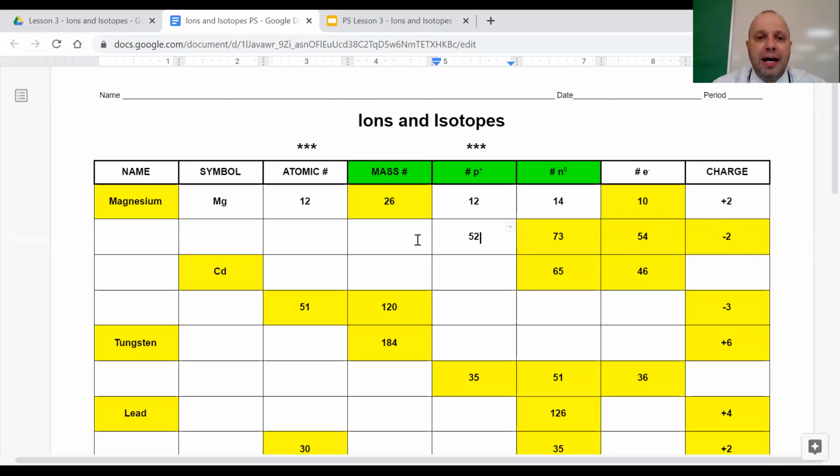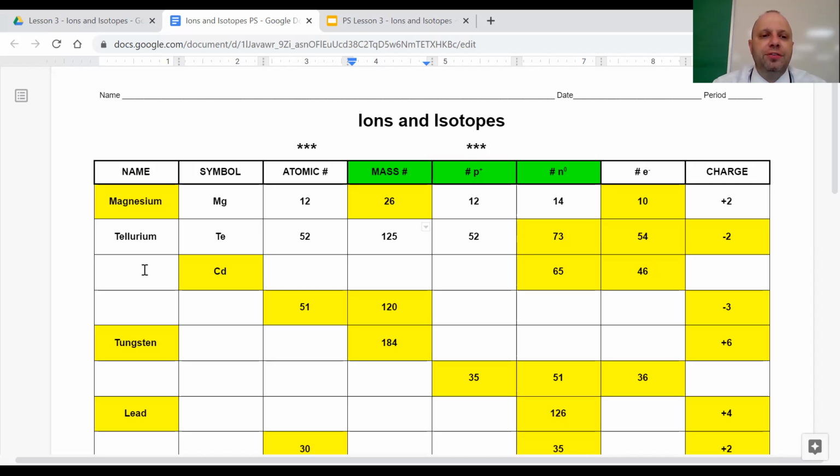So I can go to my periodic table, find element number 52. Element number 52 is tellurium. So I could type in tellurium in the name spot, and then in the symbol spot, I could type in Te. The last part is to add these 2 pieces together, the number of protons and the number of neutrons, to get my mass number. In this case, that mass number is going to be 125.